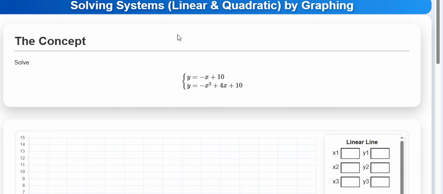In lesson 6, we said a linear equation is one where none of the unknowns is raised to any power. For example, in y = -x + 10, y and x are not raised to any power, so that is a linear equation. Then equation 2, y = -x² + 4x + 10, is quadratic because x is squared, or raised to the power 2, so it becomes quadratic automatically.